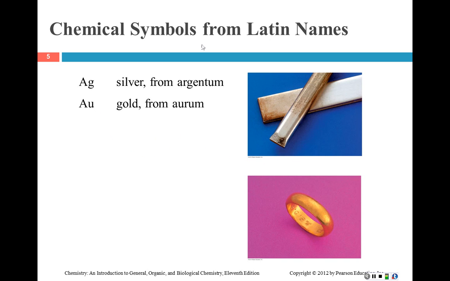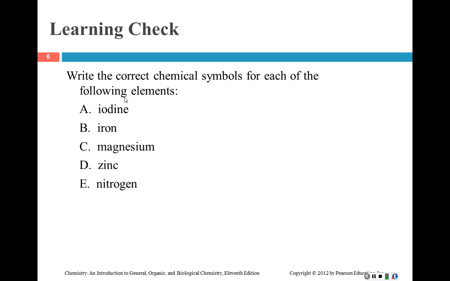Some of these names are very odd. For example, silver and gold are used as examples here. They don't really have any relation to anything that we understand, but argentum was the Latin name for silver, and aurum was the Latin name for gold, and so that's why they have these seemingly odd symbols.